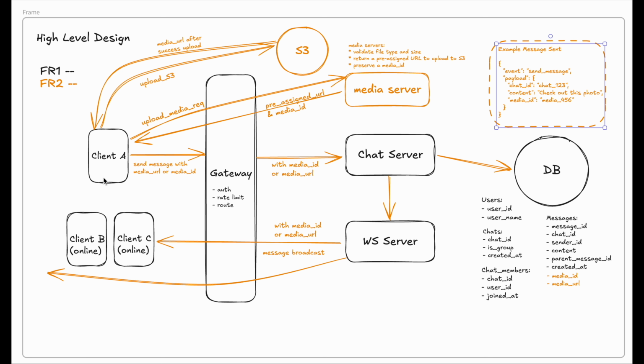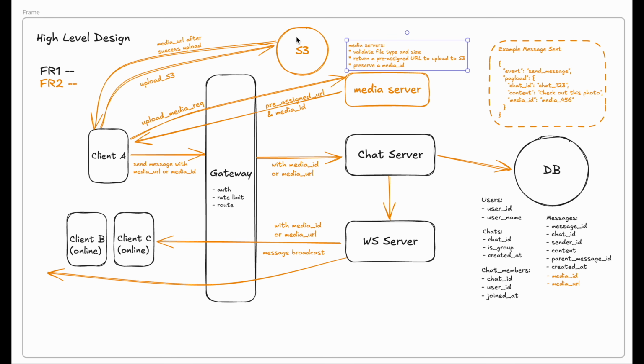First of all, client A sends the upload media request to the media server, as we added here. The media server does several things. First of all, it validates the file type and the size, and then it returns a pre-signed URL to upload to the blob storage. We use Amazon AWS S3 here. And then we also reserve a media ID, which I already noted here in the message. The pre-signed URL along with the media ID is sent back to client A, and then client A will upload directly to S3 using the pre-signed URL from the client side.